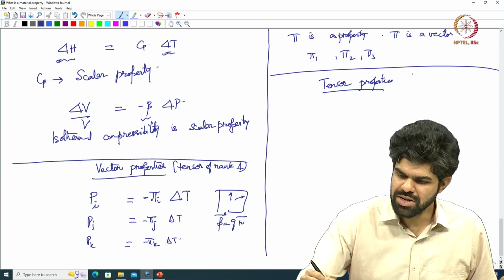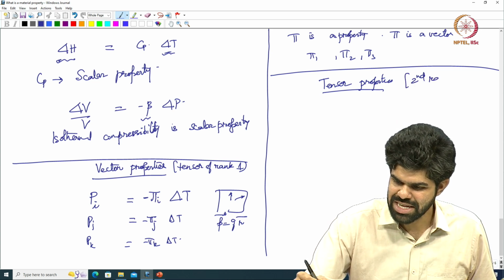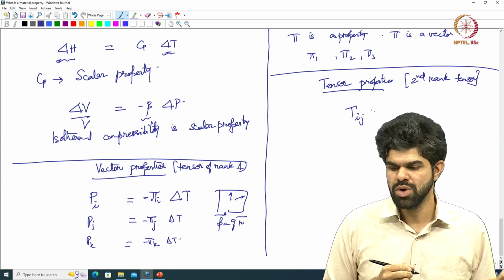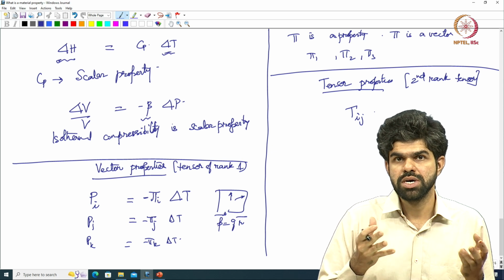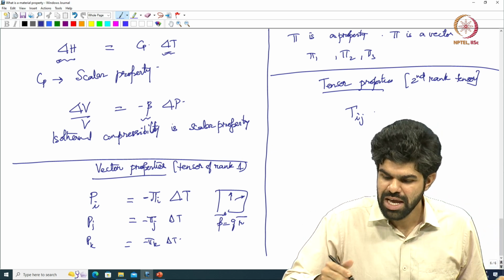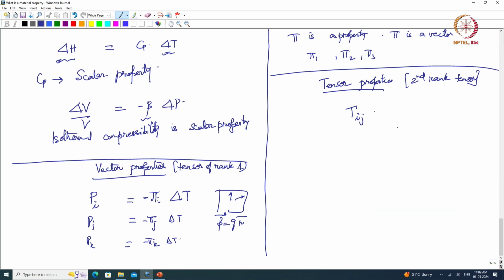Now let us look at a second rank tensor. A second rank tensor has 2 indices, T_ij. There are 2 different directions that are of importance. If I have a property, let us say polarization, I am generating polarization in the i direction by applying an electric field in the j direction. So what is the property that relates polarization to electric field? It is nothing but susceptibility.